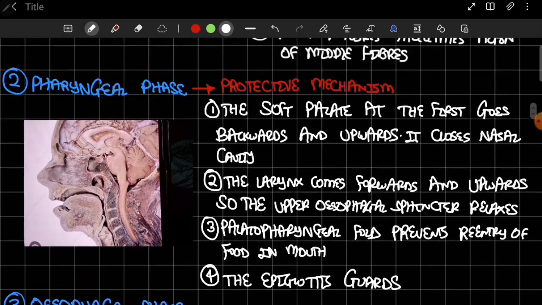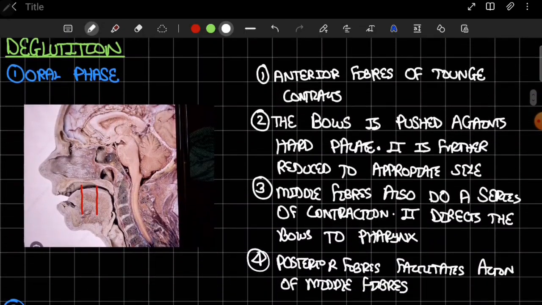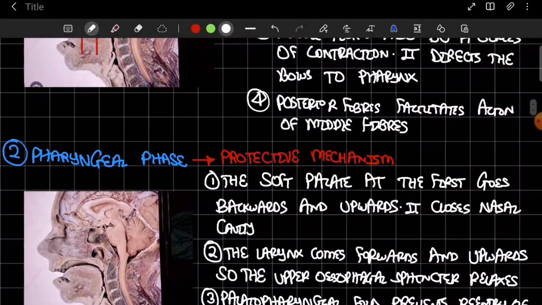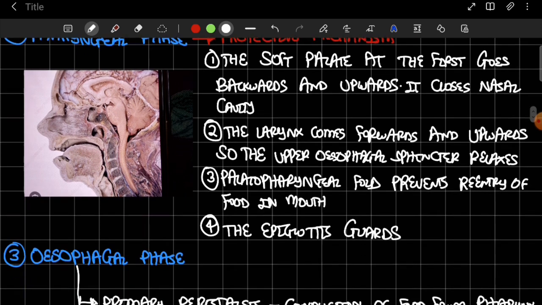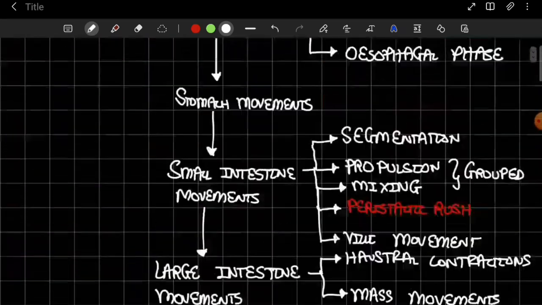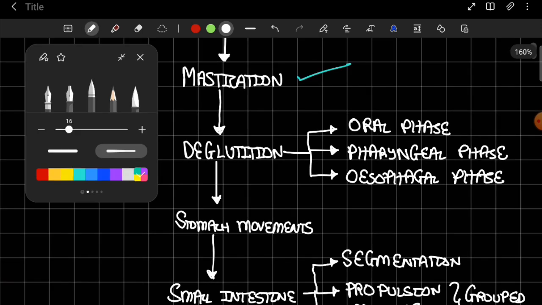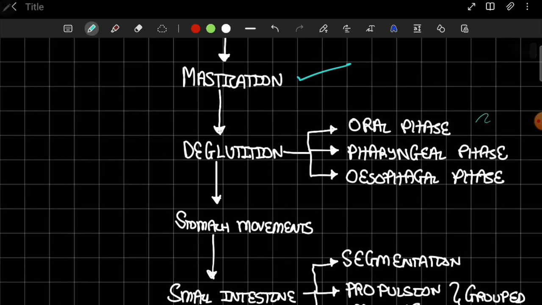So the most important was the pharyngeal phase. What have we seen in the oral phase? Conduction of food into the pharynx. Then in the pharyngeal phase, the protective mechanism, also it conducts the food from pharynx to esophagus. Now we have completed the deglutition procedure. The oral phase, the pharyngeal phase and the esophageal phase.